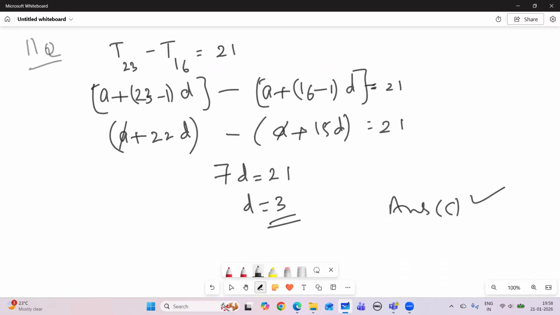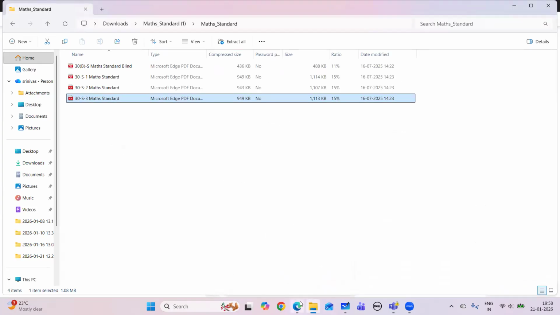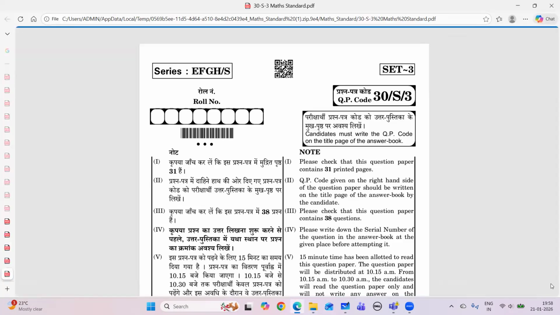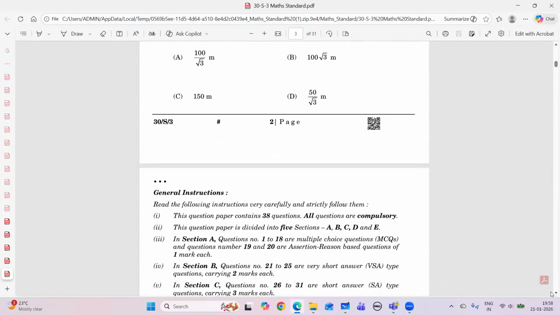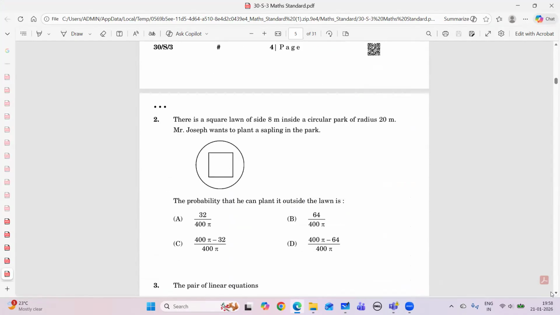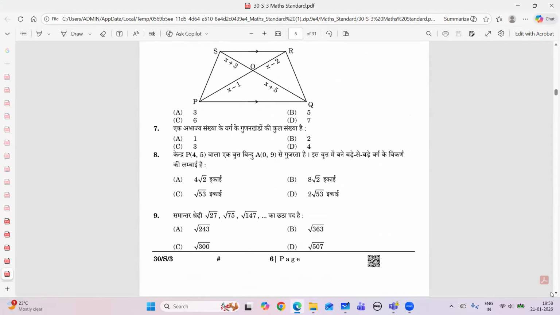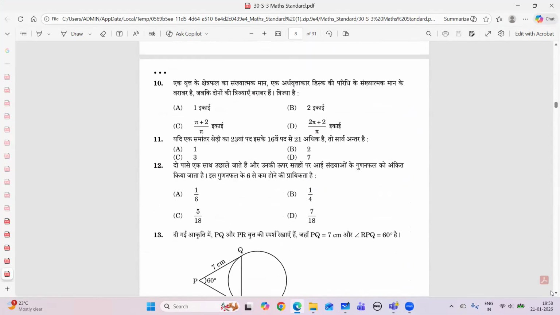Let's look at the final question and stop. I mean, for this session, it is the final question. So it is question number 12.